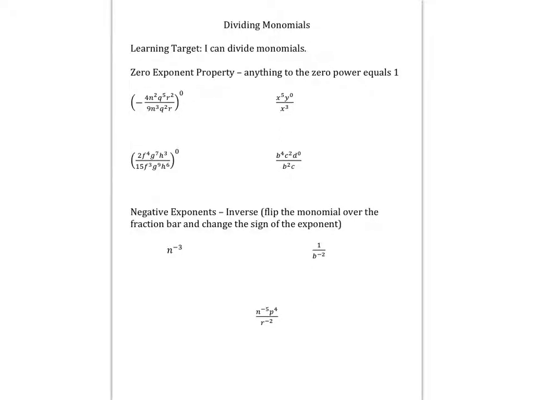Hello, and today's learning target is I can divide monomials, day 2. So here we are going to look at what happens when we get negative exponents left over. If we subtract exponents and we still have some that are negative, what do we do? Because we cannot write our answers with negative exponents. So we're going to look at that.